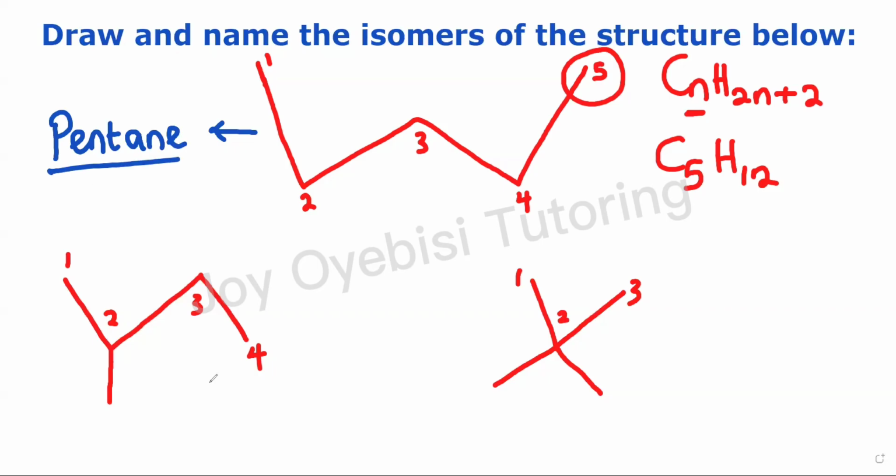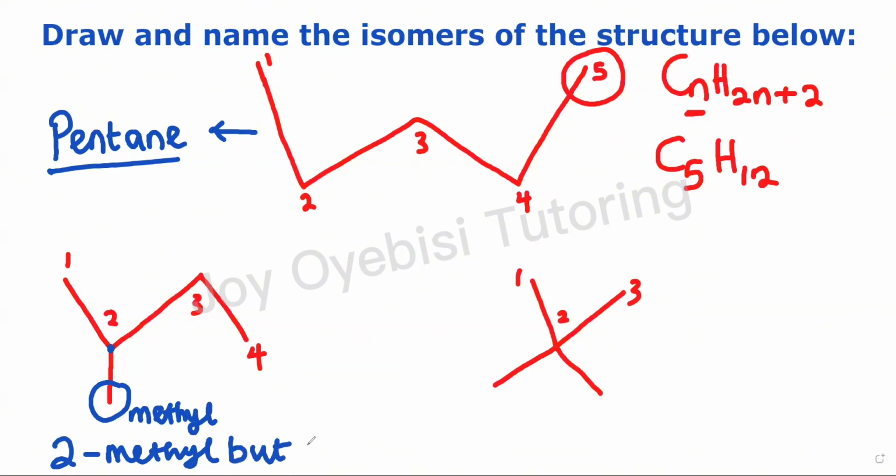Now we move on to this one. The longest continuous chain is 4. And on carbon 2, you have this 1 carbon branch attached. A 1 carbon branch is known as methyl, and we're going to just start by saying 2-methyl, then 4 carbon chain. The prefix is but, B-U-T, and of course this ends with A-N-E. So the name is 2-methylbutane.